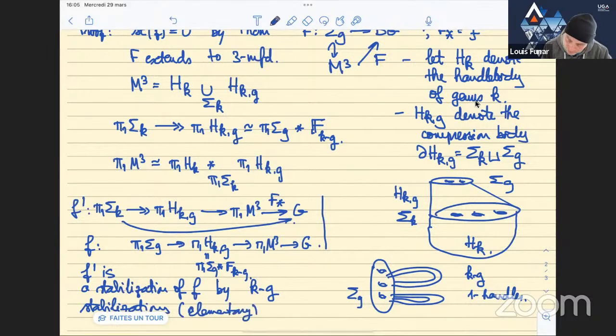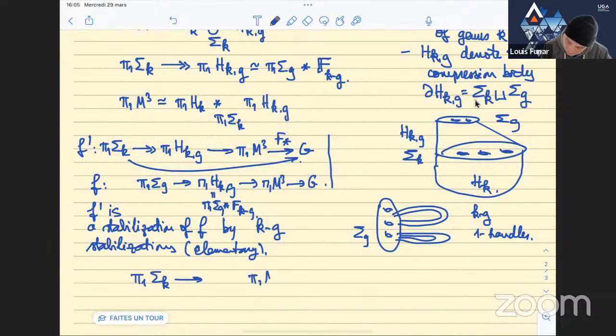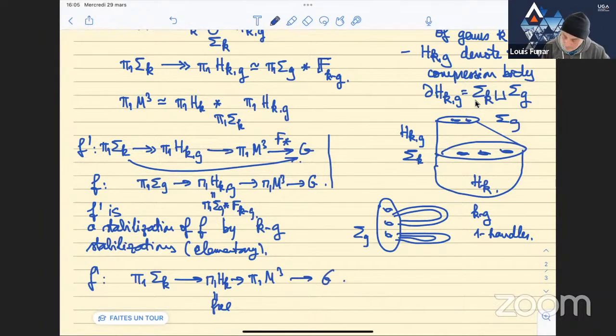So it becomes also elementary because, for F prime, this group is free. This is also factorizing through this group, because it goes to pi 1 of M, free. It factors through pi 1 of H_K. It's free. So F prime is going this way. Okay. So it is elementary.